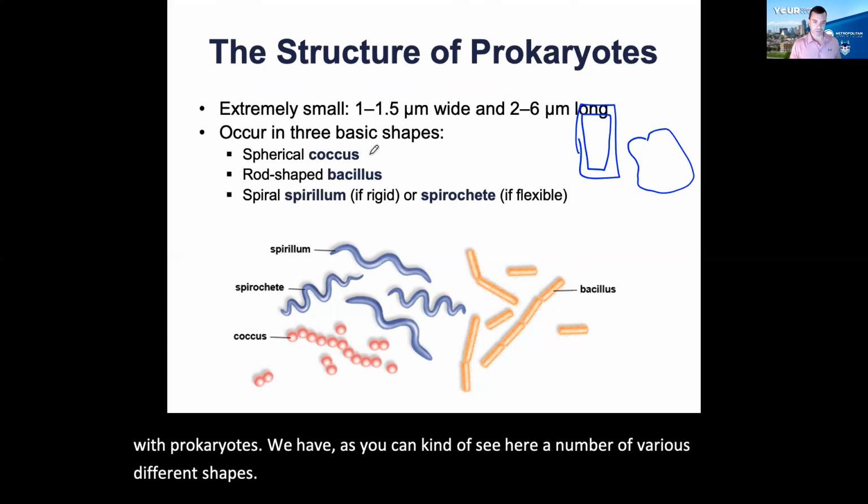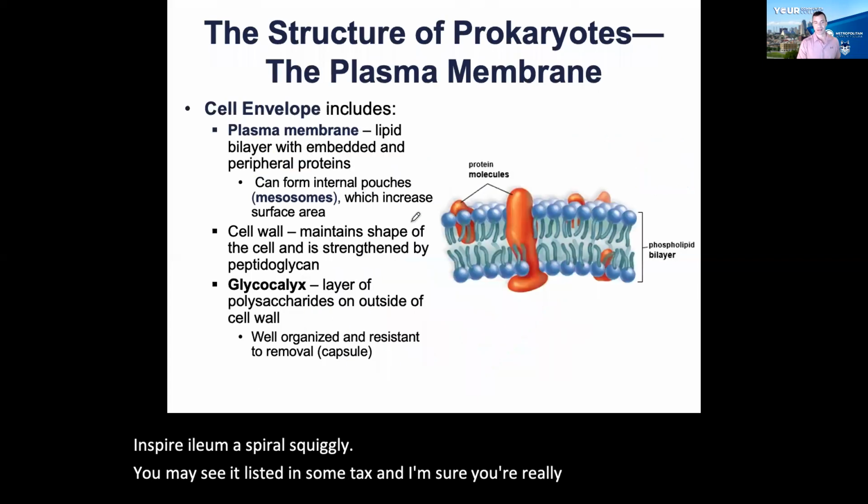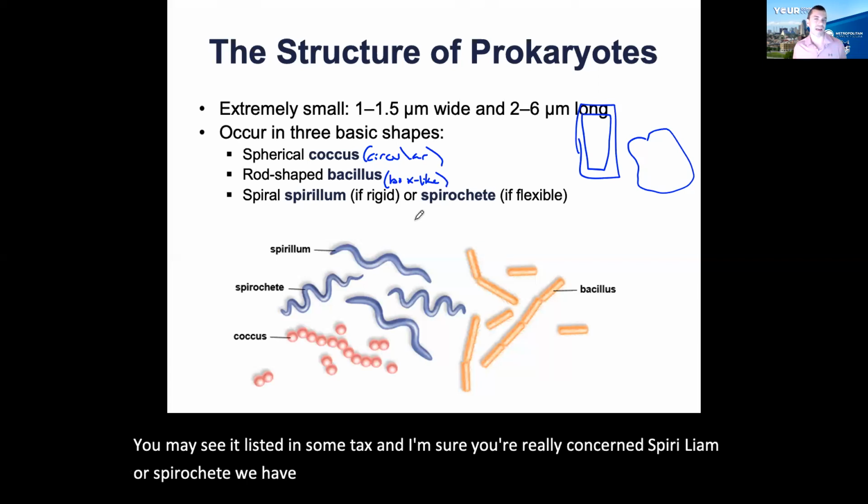Coccus means circular. Bacillus kind of means box-like. And spirillum, like a spiral. Squiggly. You may see it listed in some texts as spirillum or spirochete. We have both of these that we would have looked at in lab, and you would see some of the difference between them.